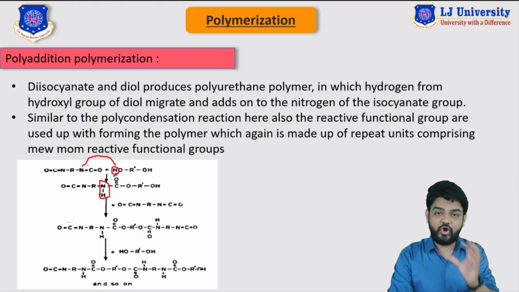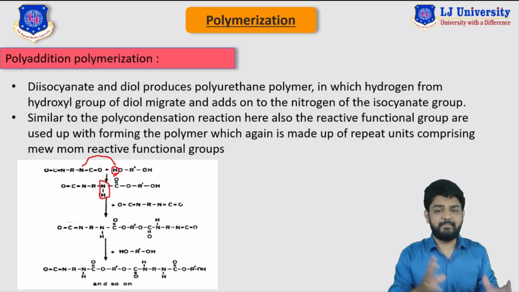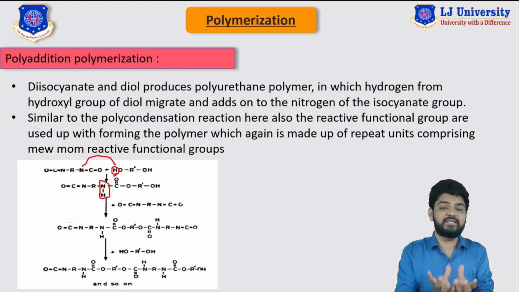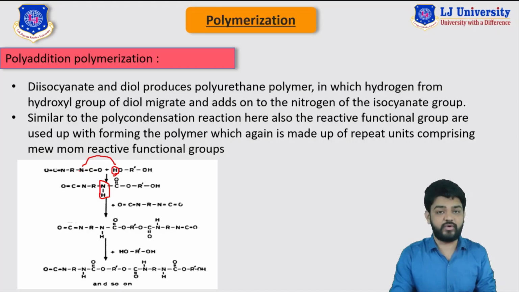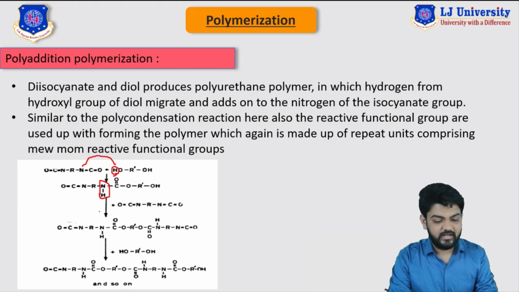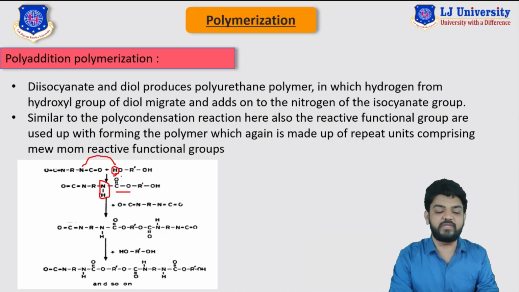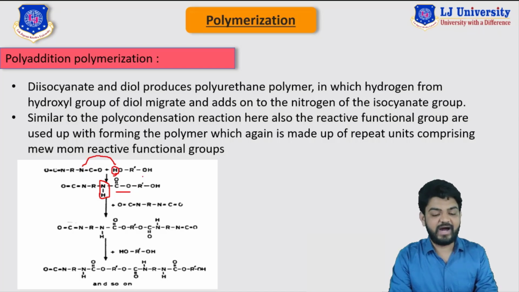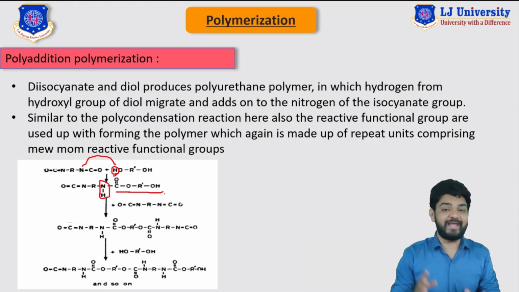So this is what we call the addition polymerization or polyaddition polymerization technique. The rest of the thing will be the same, but both the monomers are now joined together with the migration of this hydrogen. You can see here this hydrogen has migrated, and the remaining things are the same. This C double bond O, then we have one single O from this hydroxyl group, and we have R dash and OH, same as we were having in the monomer, right? So this is the polyaddition reaction.